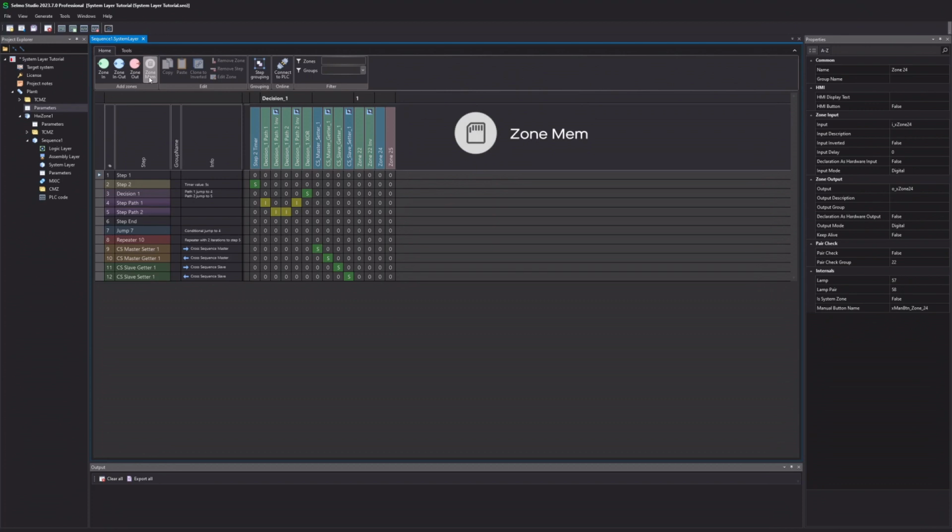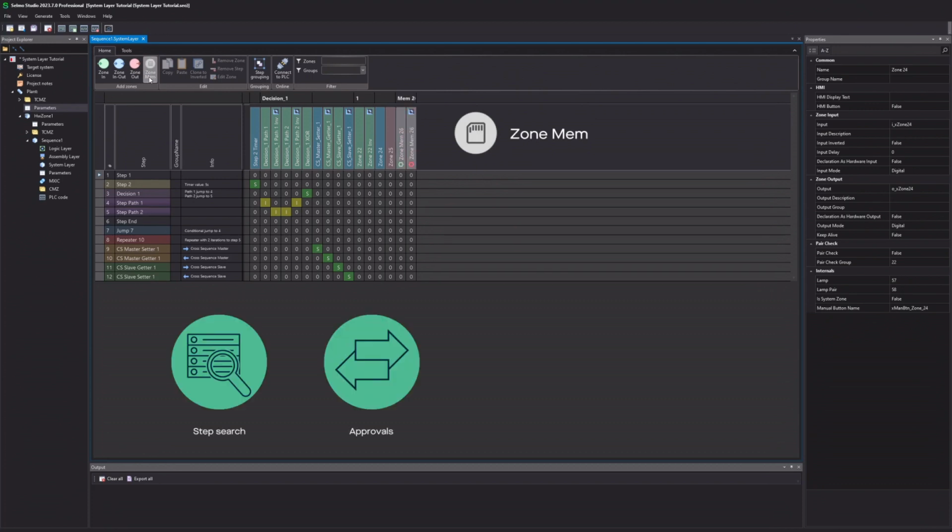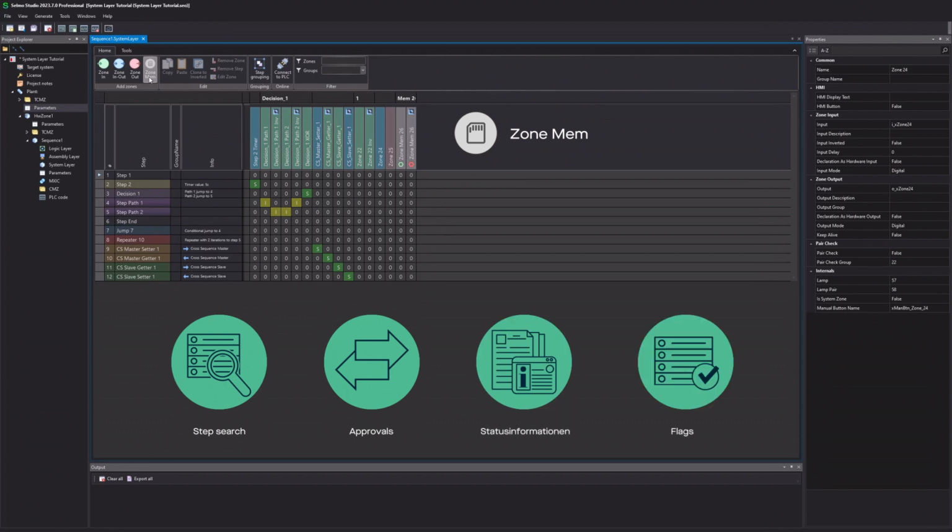Zone mem. The zone mem is used as a flag to remember executed process steps. It always consists of 2 zones. The first sets and checks the flag high. The second resets it and checks for low.